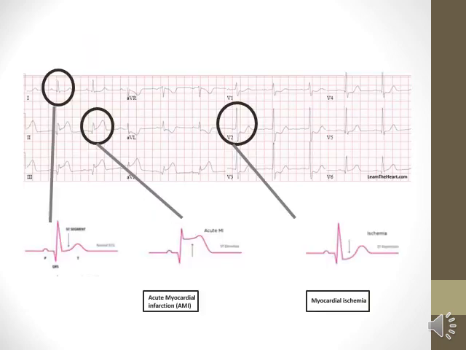One of the important investigations for diagnosis of acute myocardial infarction is ECG. Early, there is a raised ST segment; late, a depressed ST segment and inverted T wave.